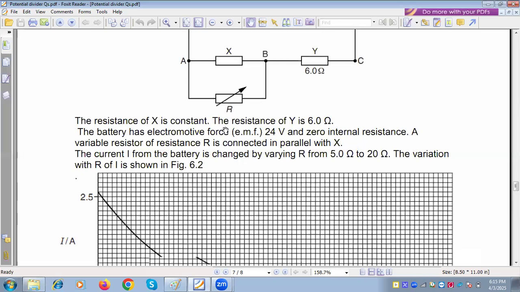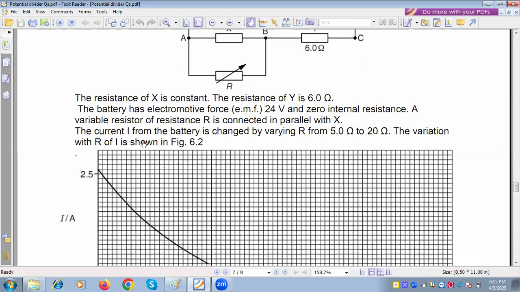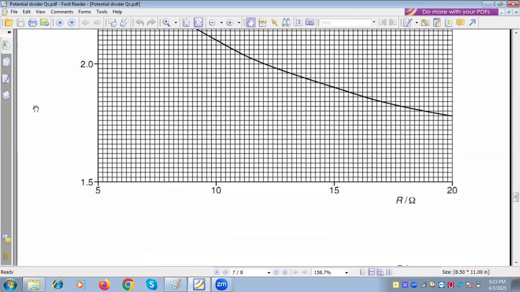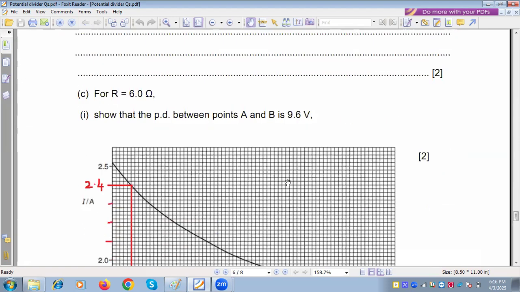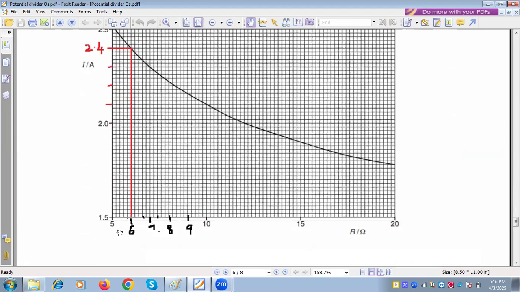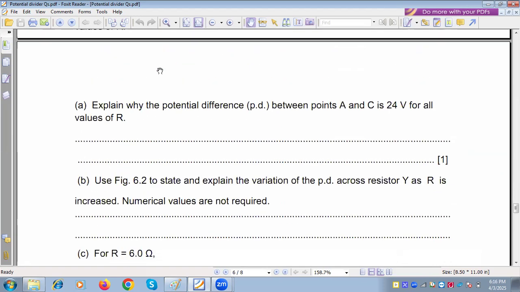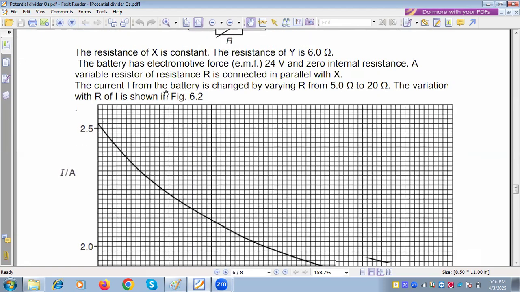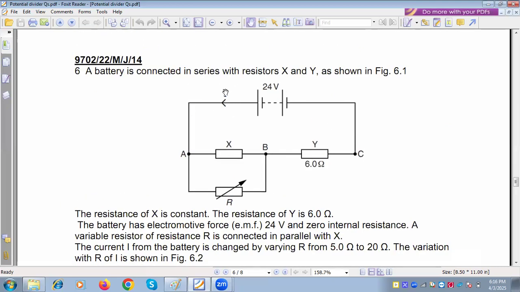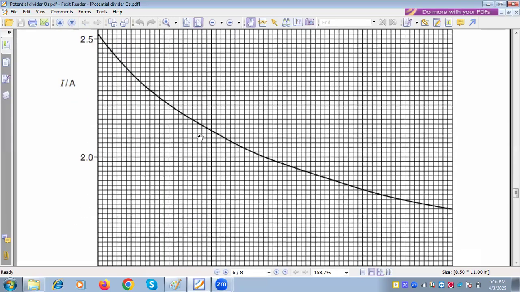Okay, that is 9.6 volt. So we can locate it because the graph is plotted between the variable resistance and the current. Here I have taken the other graph, and for 6 ohm of R, the current is 2.4 ampere. This is the total current, which will divide between X and R in the path AB, but the total current is 2.4 ampere.